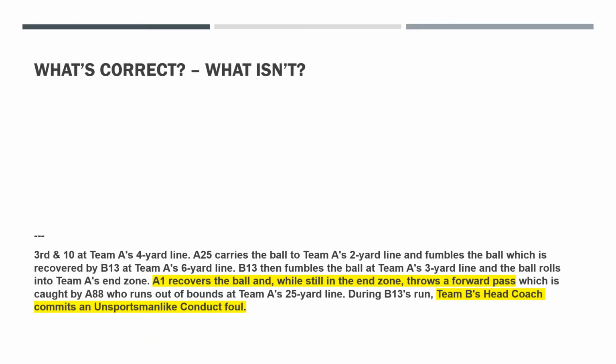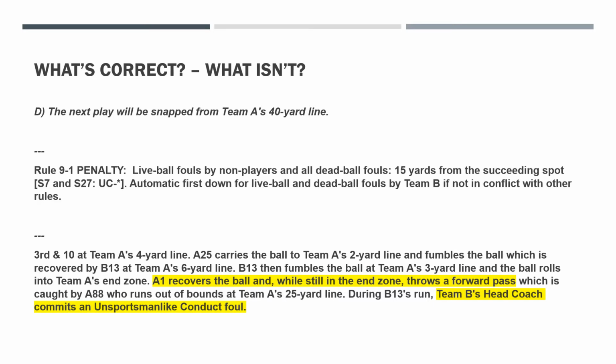So now we know what the play looks like. We need to decide which of the statements A through D is correct, and I'm going to start with statement D, which states that the next play will be snapped from Team A's 40-yard line. Now, in the question, we're told that Team B's head coach commits an unsportsmanlike conduct foul, and that is covered under Rule 9.1, which states that live ball fouls by non-players, which would be the Team B's head coach, and all dead ball fouls will be enforced 15 yards from the succeeding spot. There will also be an automatic first down for live ball and dead ball fouls by Team B if not in conflict with other rules. If this was the only penalty on the play, this statement would be accurate.